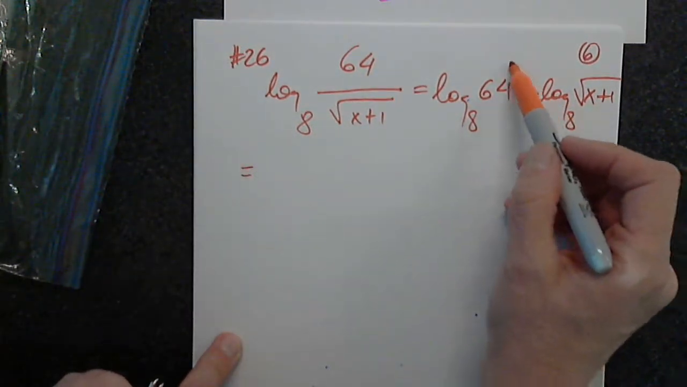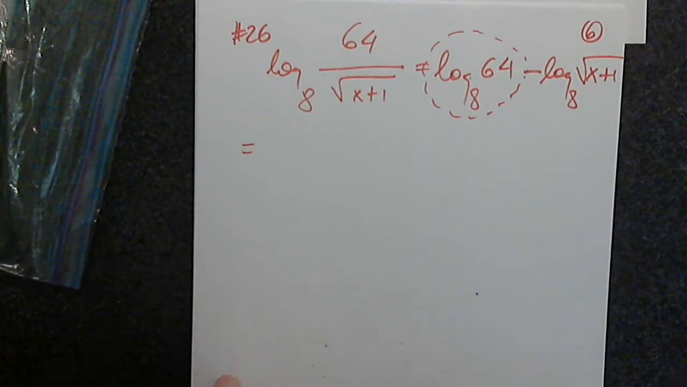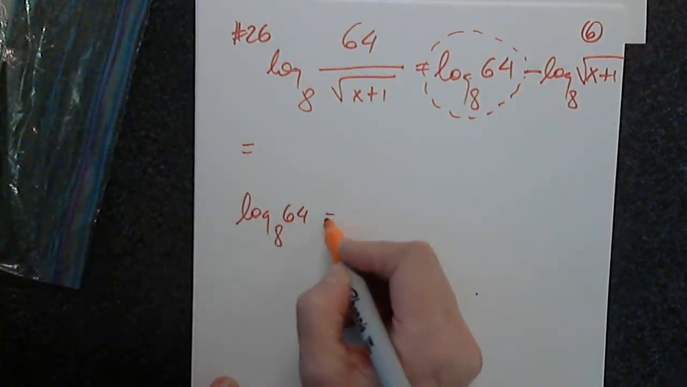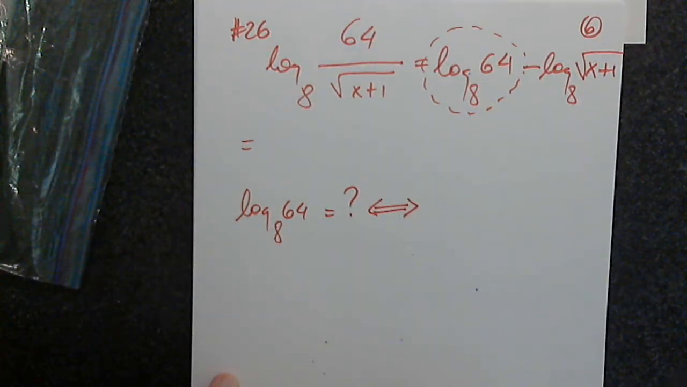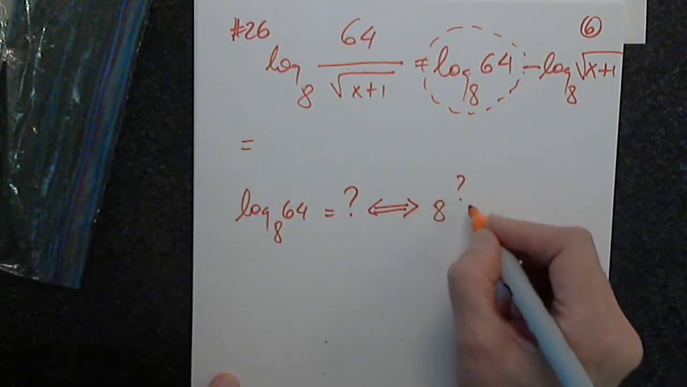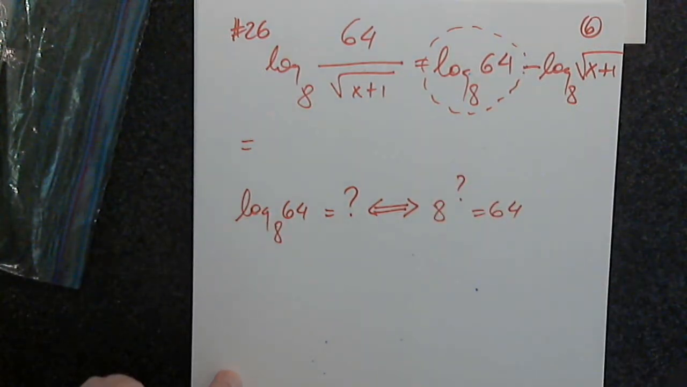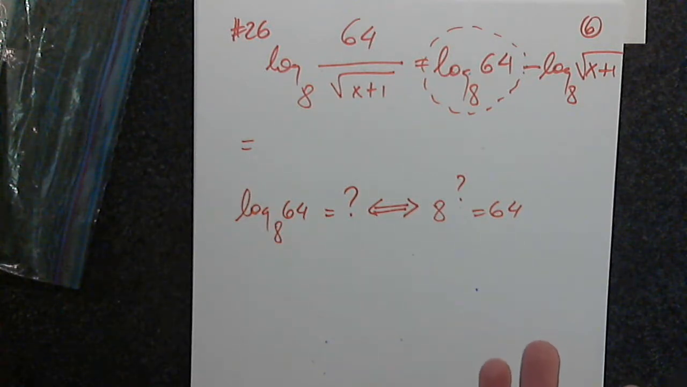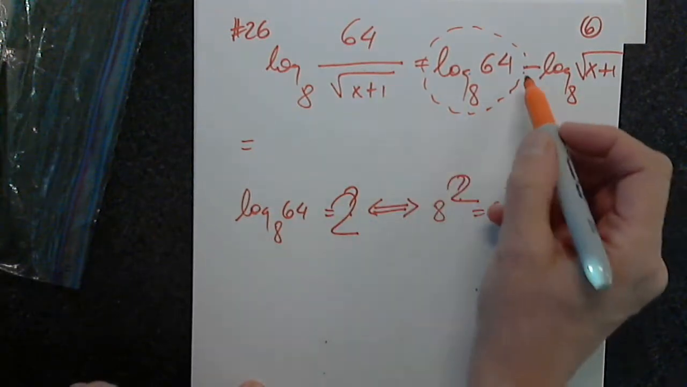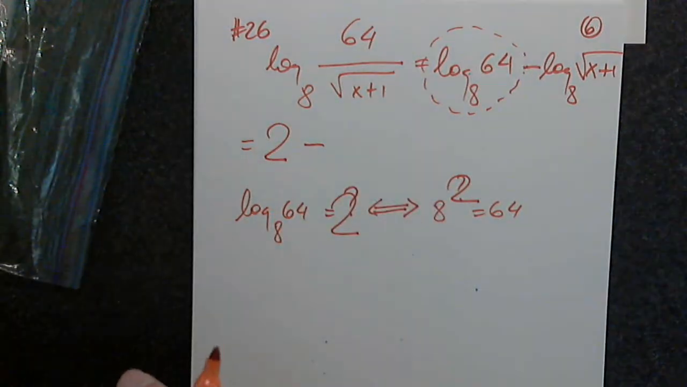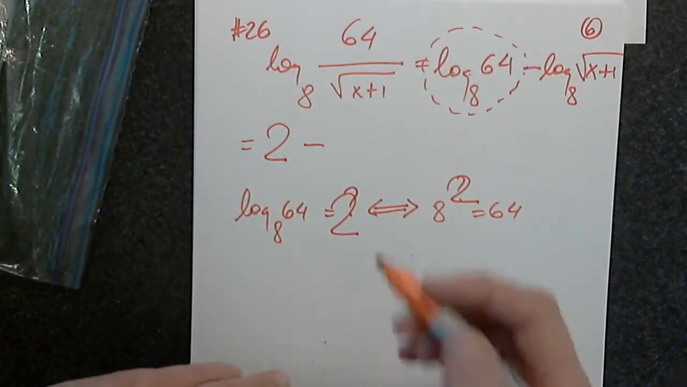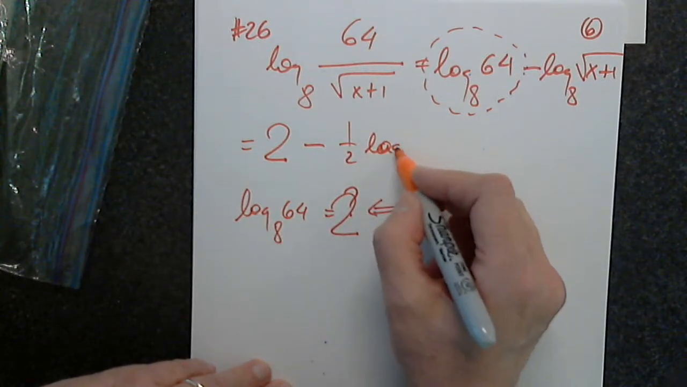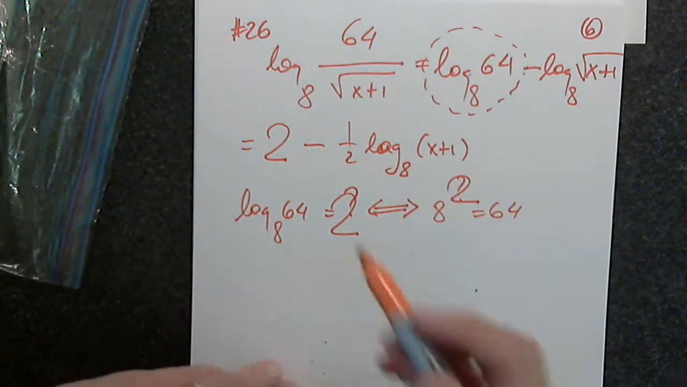Before we continue, let's analyze this. Log base 8 of 64, I have no clue what this is, but I know I can change it into an exponential equation. Exactly. And I have the answer. For this I have. But if you say 3 raised to which power is 7, I don't have the answer. So the answer for this is 2 indeed. So the answer for this is 2 minus, we bring down the power. What is the power when we see the square root? Very good. 1/2 log base 8 of x plus 1. And this is it.